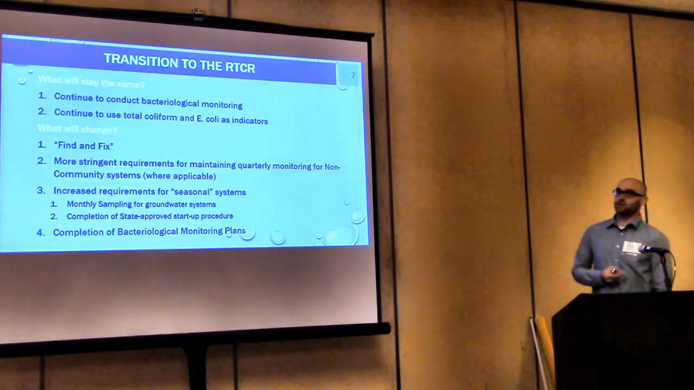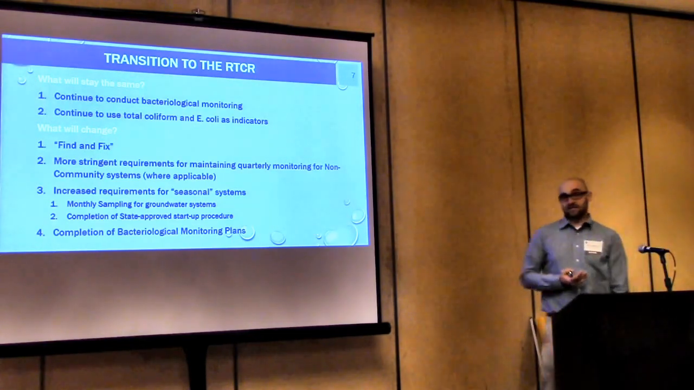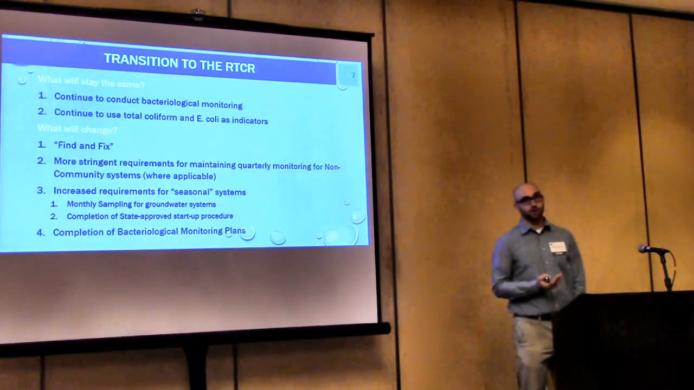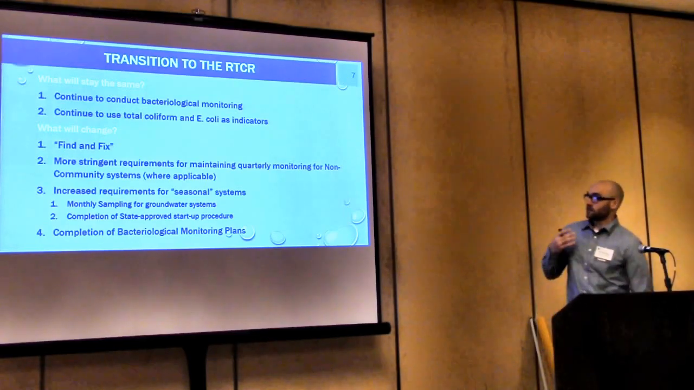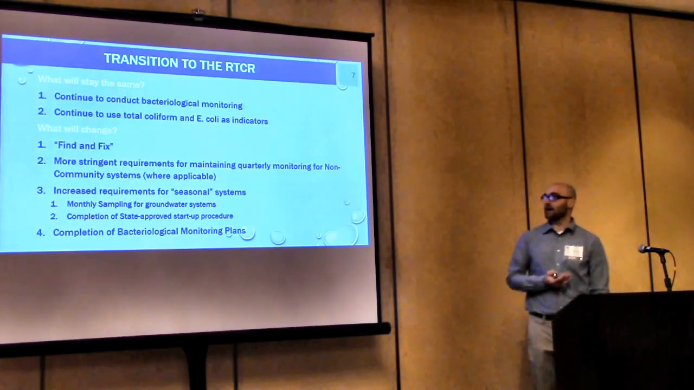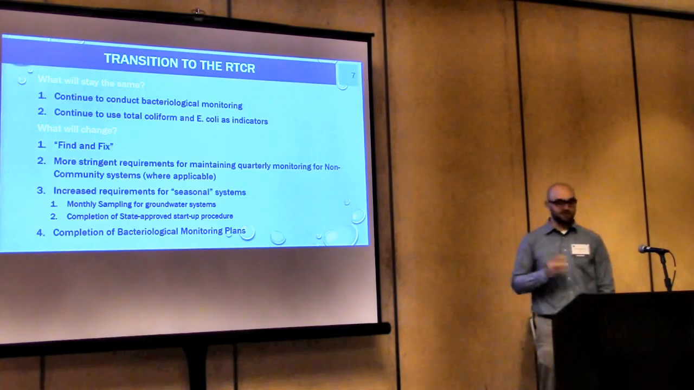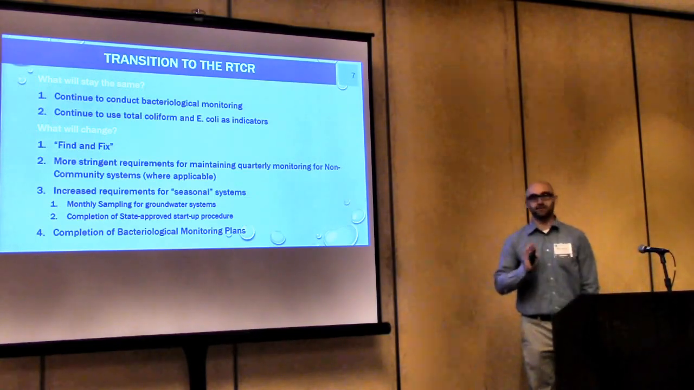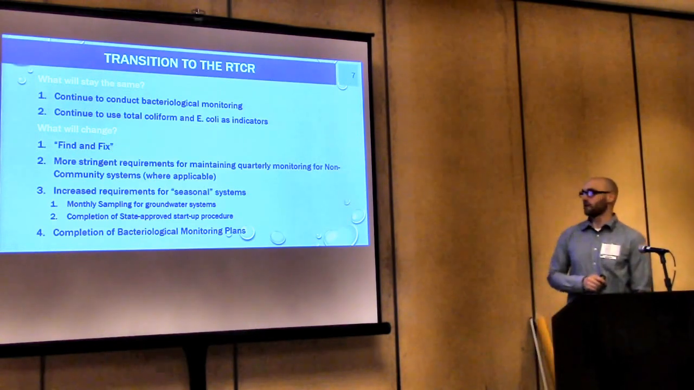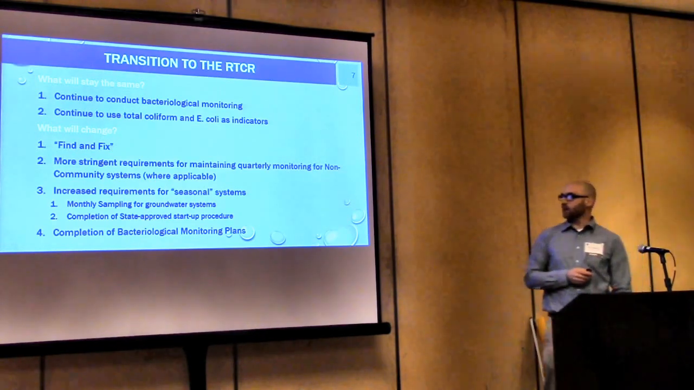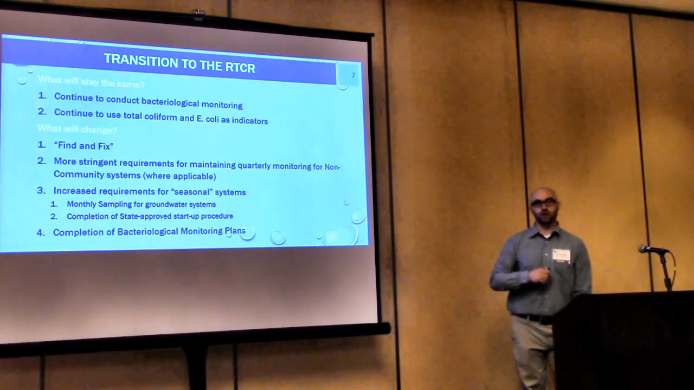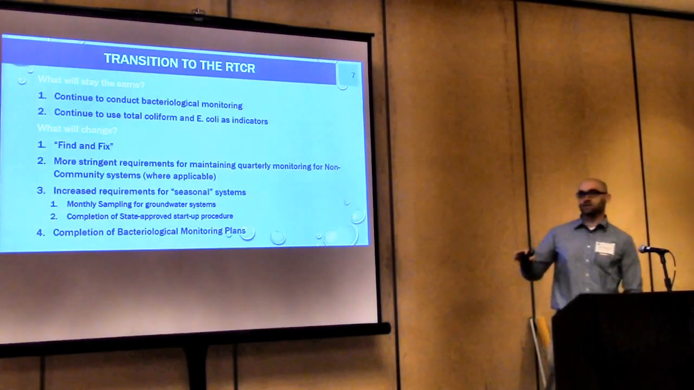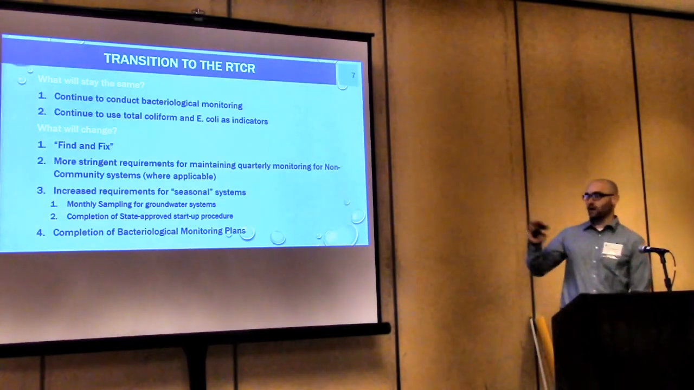So as we transition to the rule, what stays the same is you're going to keep taking samples. That doesn't go away. You're still going to use total coliform and E. coli as indicators for contamination and fecal contamination. But the big change is this find and fix. That's one of the biggest things, and I'm going to get into that shortly. There's also more stringent requirements for systems that are currently on quarterly monitoring, transitioning into the new rule. So I'll get into that also where applicable.